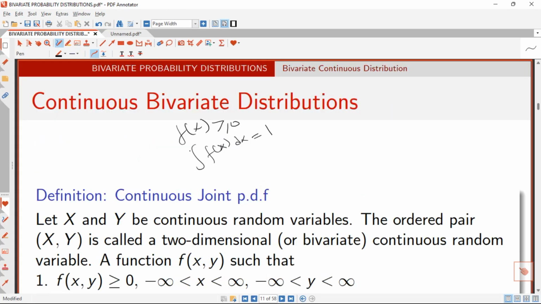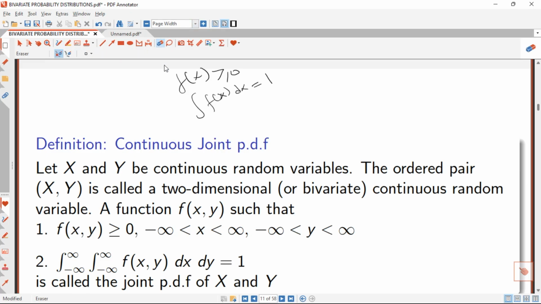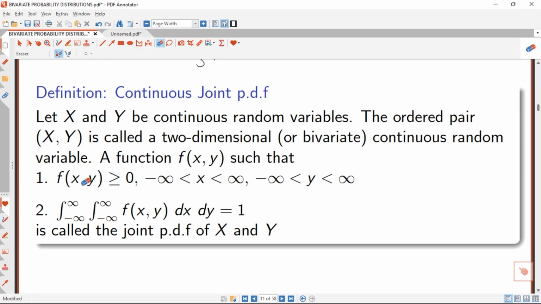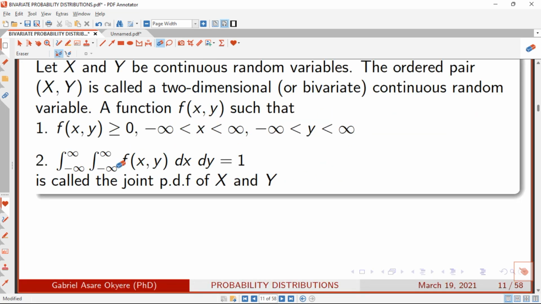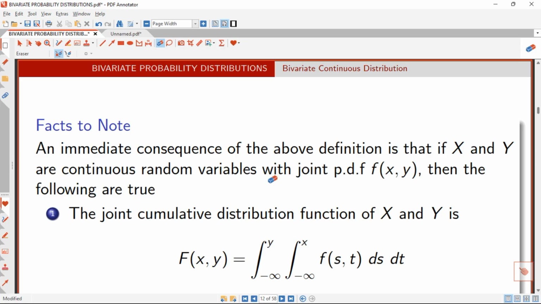When we come to the bivariate section, it's the same thing. Here we are just considering two random variables, x comma y. So here our f of x comma y must be greater than or equal to 0, where the limit of x is given and the limit of y is also given. And then if you integrate over both variables x and y of the joint probability distribution, we are supposed to get 1 as our result, right? So this is then certified to be the joint probability density function of x and y. Okay, that is the short introduction I can give you.